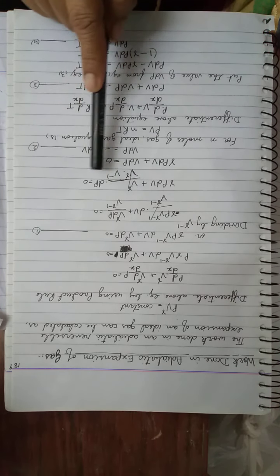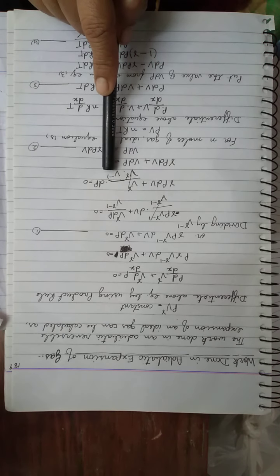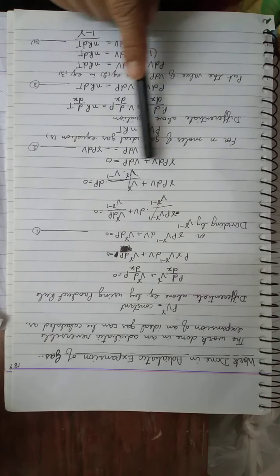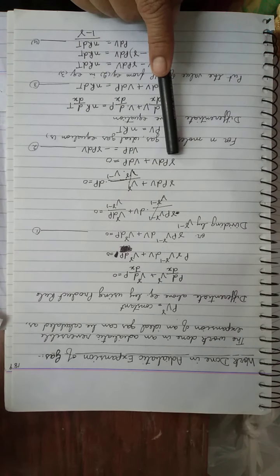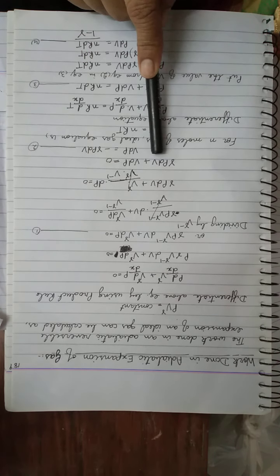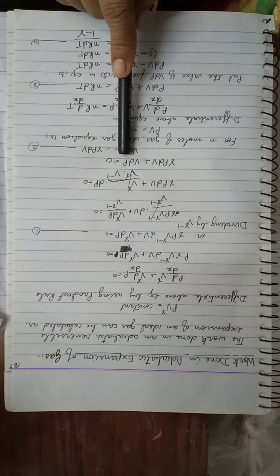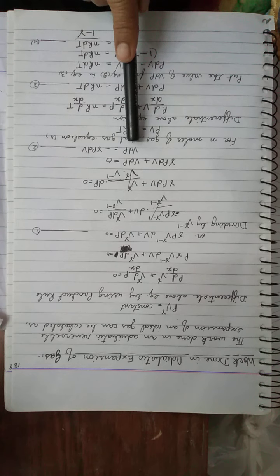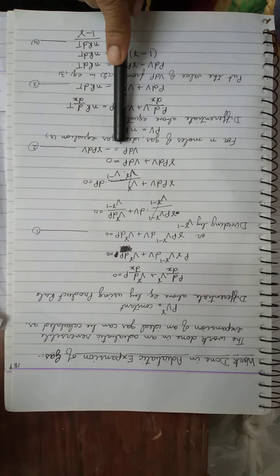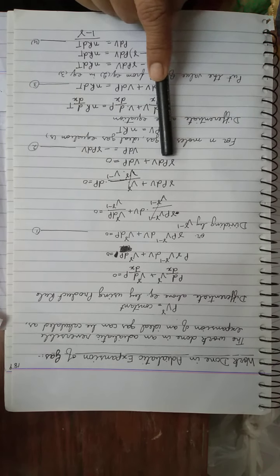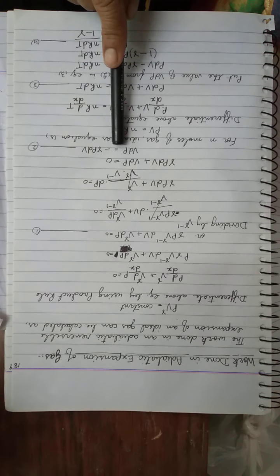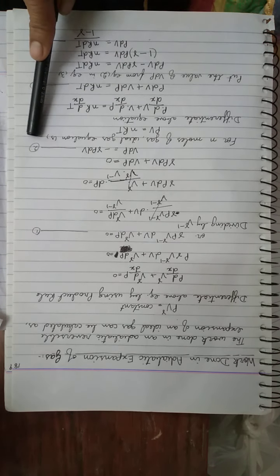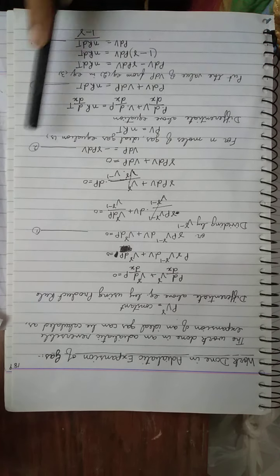As this is V raised to power minus 1, you can bring it at this point. So the value will become γ P dV plus V dP is equal to 0. Or you can say V dP is equal to minus γ P dV. Say this as equation number 2.